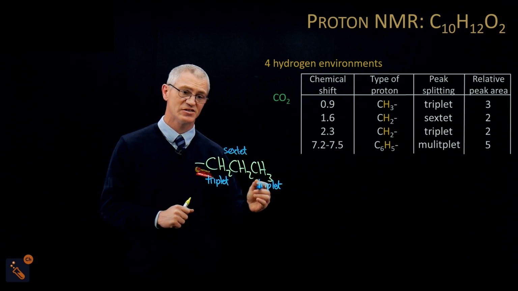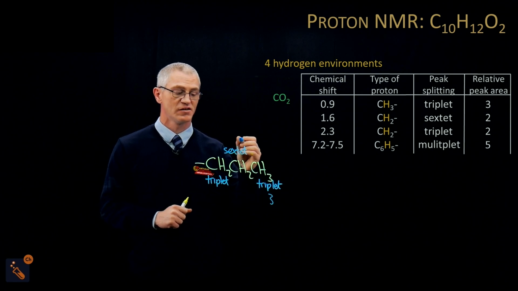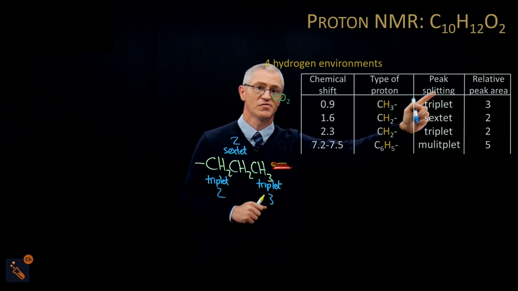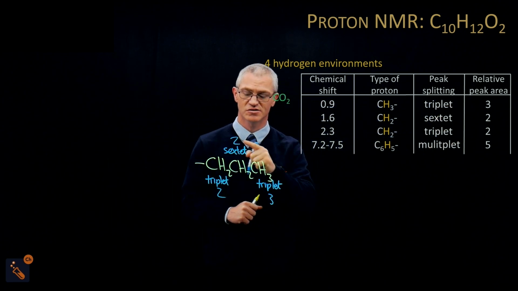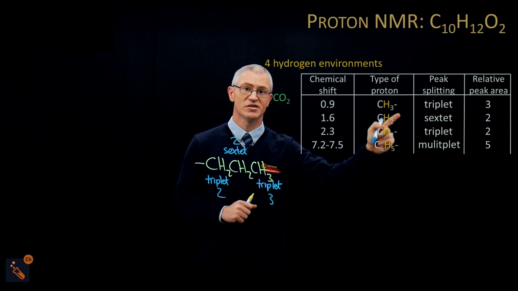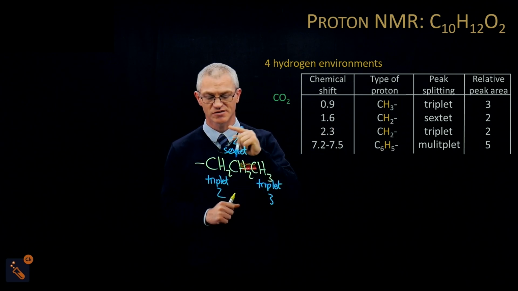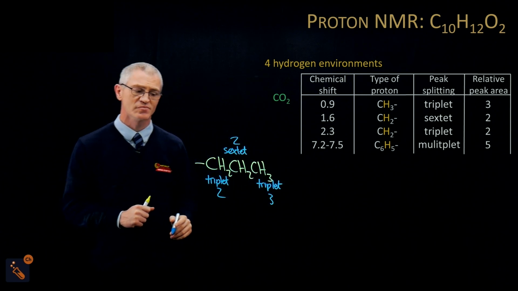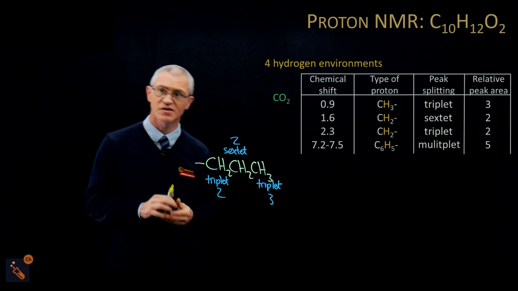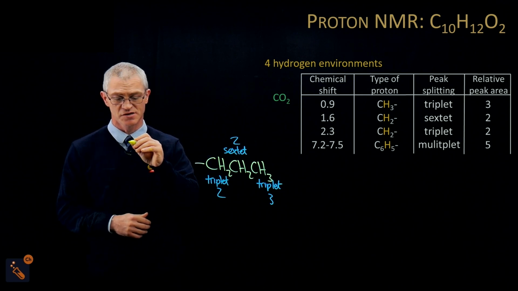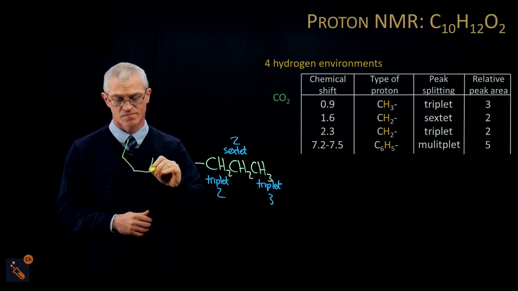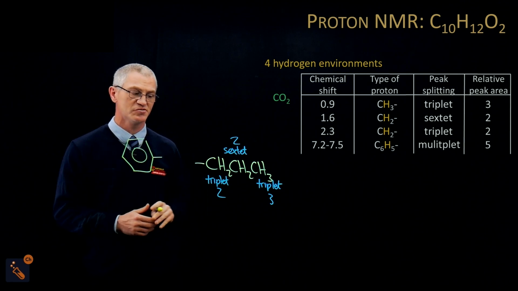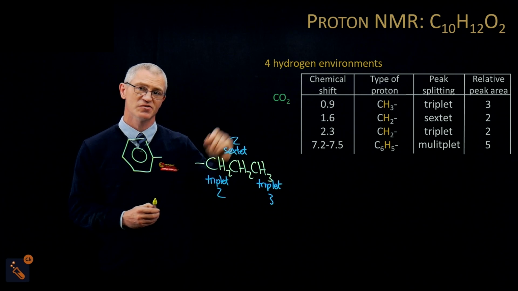And they would have the relative peak areas of 3 and 2 and 2, which is what we have up here. So we have 3 and 2 and 2. We have triplet, sextet, triplet. Okay, so this is our propyl group. We also know that we have a benzene. Okay. And we know that is mono-substituted. And we've got to connect these somehow, and we know we've got CO2.